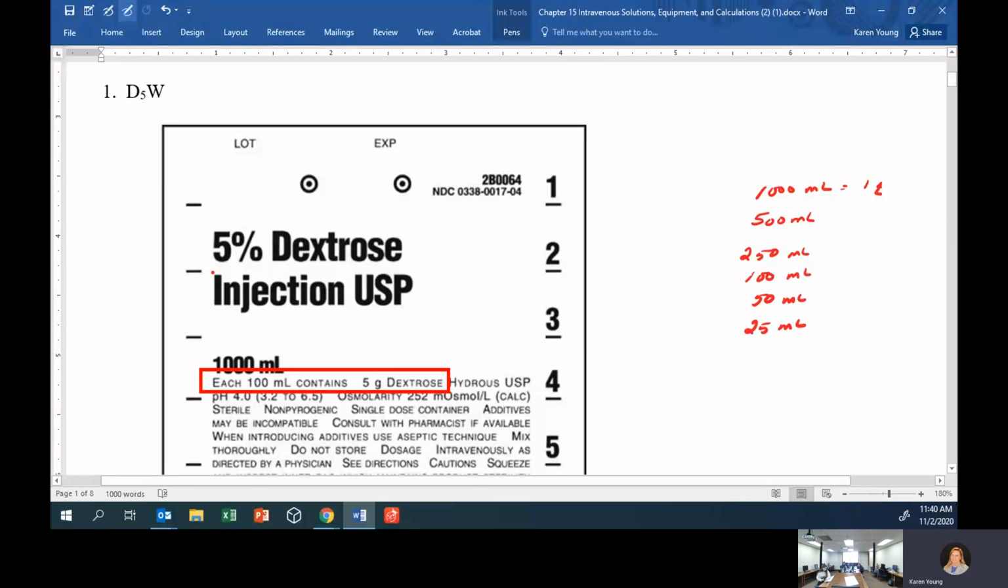But on the bag, where this one says 5% dextrose, that 5% is the same thing as saying 5/100. To take any number out of a percent, you always put it over 100. So this is 5 grams out of 100 milliliters. It also says it down here in this little box. So it generally says it on there.